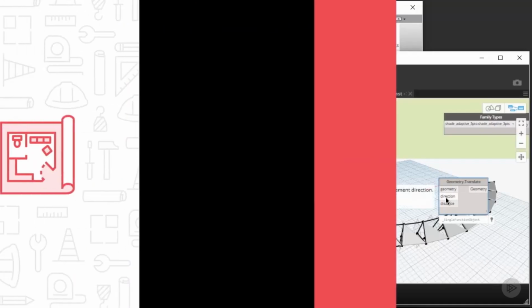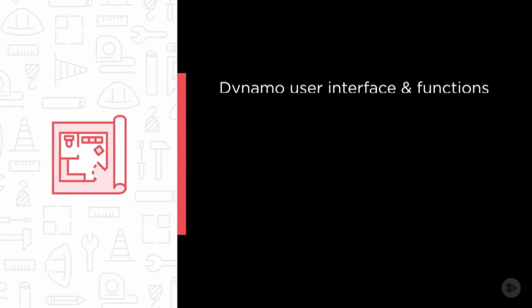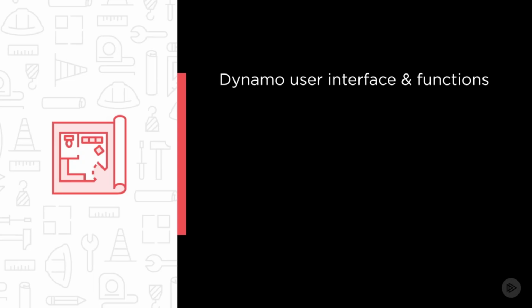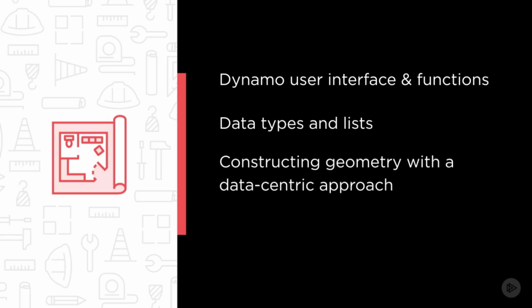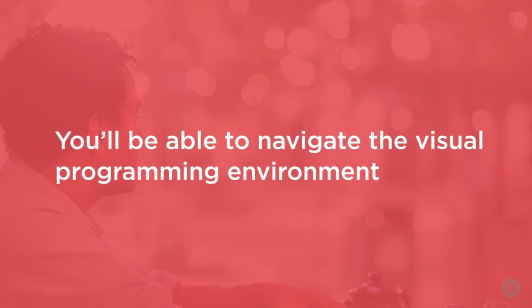Some of the major topics that we'll cover in this course include a thorough look at the Dynamo user interface and functions, an in-depth exploration of data types and lists, focusing on how information flows through the Dynamo program, an applied exercise constructing geometry with a data-centric approach, and a brief summation of how geometry exists in Dynamo and is published into Revit. By the end of this course, you'll know how to navigate the visual programming environment.